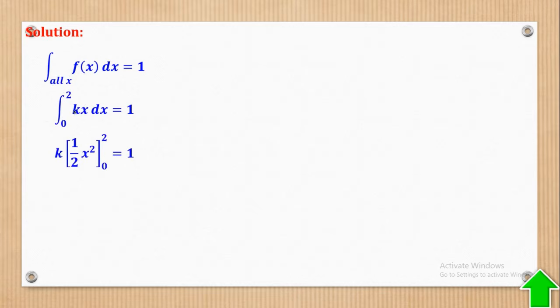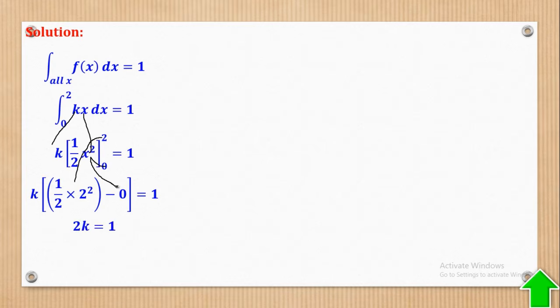When I integrate, remember this is a constant, it can come outside. So when I integrate x, I come up with a half x squared. Then substitute the limits. Where there is x, we put there 2 to come up with this bracket. Where there is x, we put 0 to come up with this part, which is 0. The next is to use a calculator to simplify. The whole of this box bracket will be equal to 2, but there is k here, to come up with 2k equal to 1. But they want the value of k, therefore k will be equal to a half.